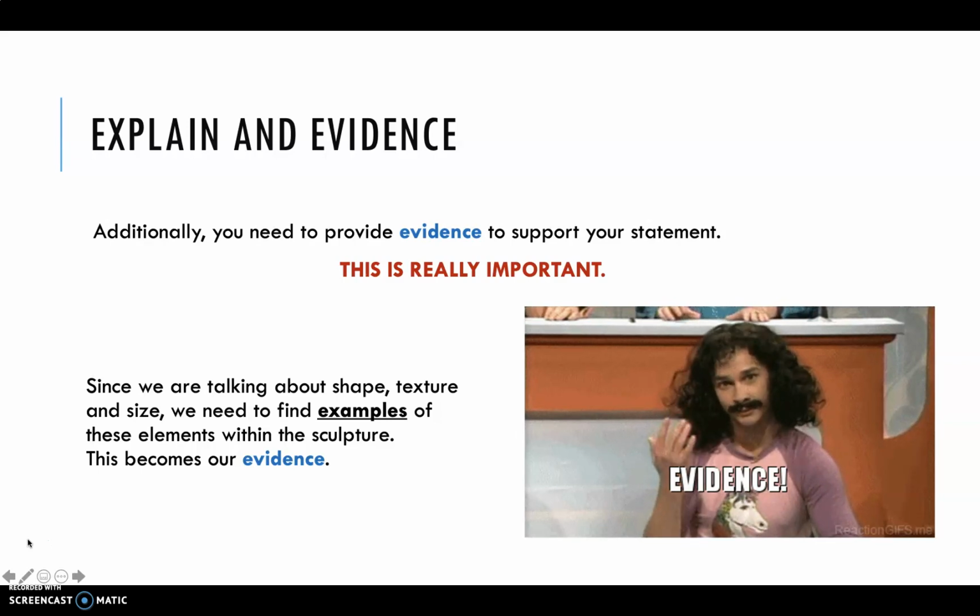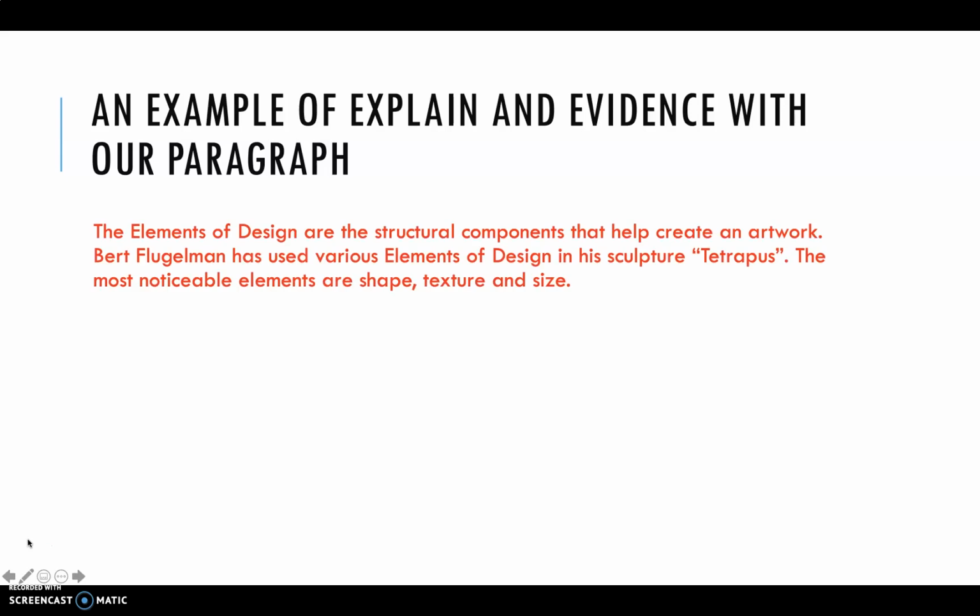So you're explaining, saying he has used size in Tetrapus, and then giving evidence by saying the work is 12 meters tall and stands very big in an open seascape. An example paragraph with evidence included would be, so you've got your topic sentence in the red.